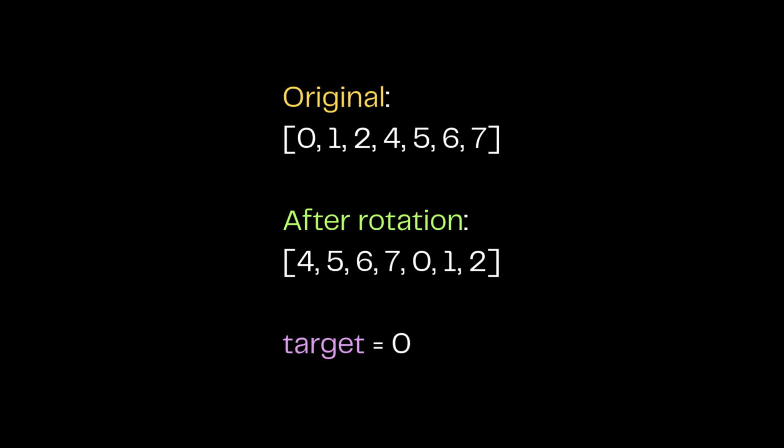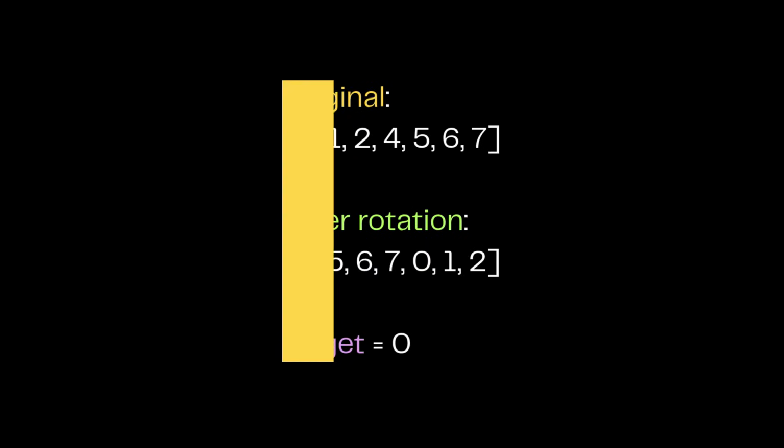We could simply scan the array and find the target, but that takes O(n). Since this was originally a sorted array, we'd like to use binary search and get O(log n). But normal binary search needs the array to be completely sorted, and our array isn't. So what can we do?